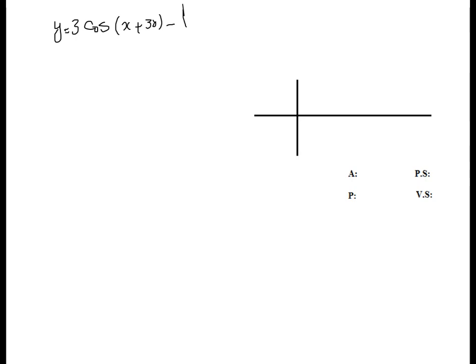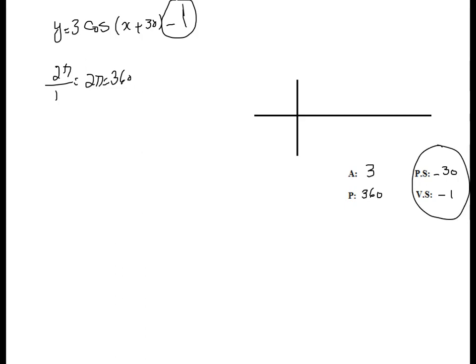Okay, in this example, again, the amplitude, as you can see, is equal to, what is amplitude? 3. The period is 2 pi divided by b. What is b? What is the coefficient of x? 1. So the answer is 2 pi, which is 360. So my period is 360. Phase shift is the flip of the number inside the bracket. Plus 30 becomes -30. And vertical shift is the number that you add or subtract from cos or sine, which is -1.